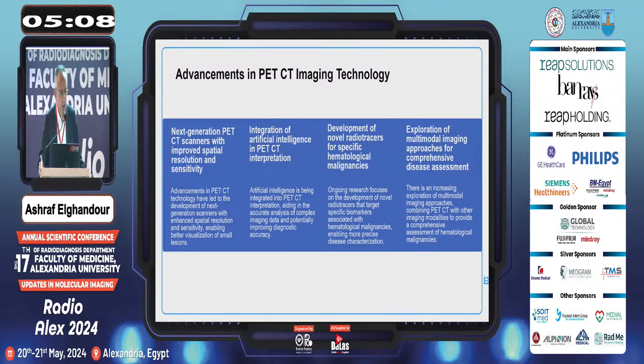This is my last slide. I've heard we are going to have next generation PET-CT. I've heard about PET-MRI, but I don't know what it will bring. Also, integration of artificial intelligence would be very important. Development of novel radiotracers, I think, is very important. Exploration of multimodal imaging approaches for comprehensive disease assessment will be important.